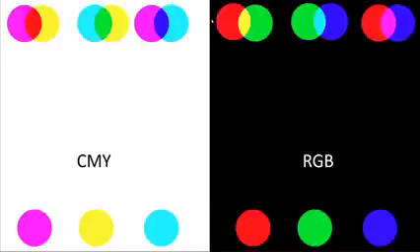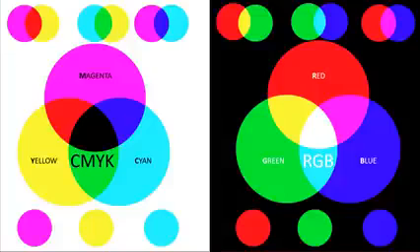Here, we see mixing red and green gives us yellow, mixing green and blue gives us cyan, mixing red and blue gives us magenta. And on the other side, mixing magenta and yellow gives us red, mixing cyan and yellow gives us green, and mixing magenta and cyan gives us blue. And if you don't have all of this memorized yet, don't worry. Boom, we're back where we started.